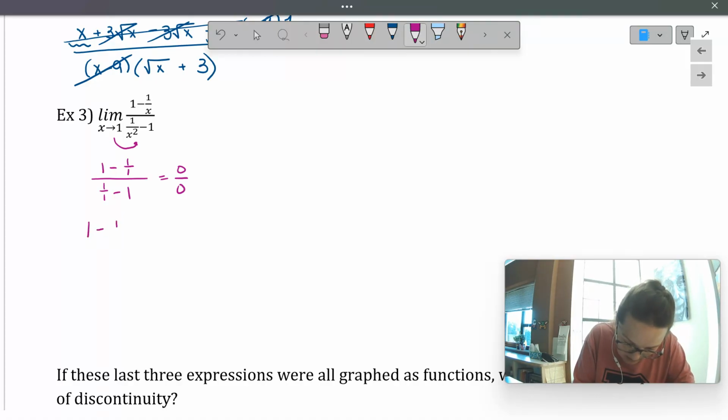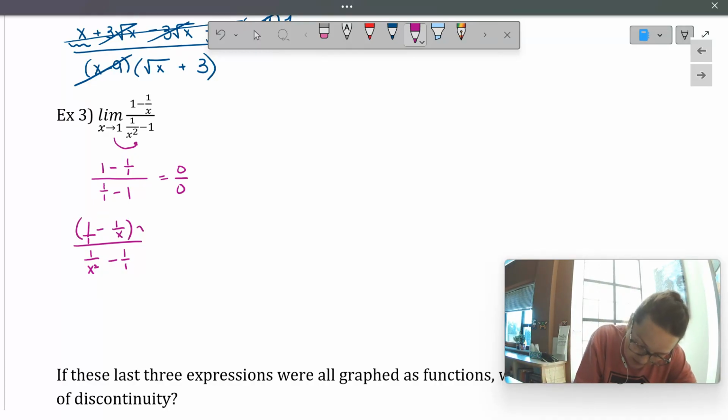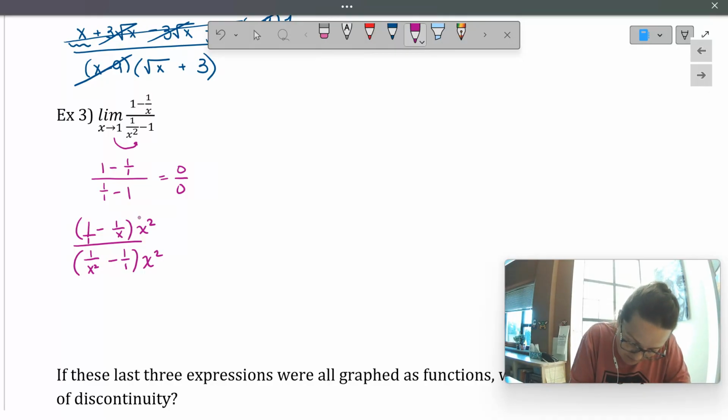So I have 1 minus 1 over x and 1 over x squared minus 1. I'm going to make everybody a fraction. And then to make everything easier, I'm going to multiply by what would be a common denominator for all 4 fractions involved. I'm going to multiply this entire numerator by x squared. I'm going to multiply this entire denominator by x squared because I can. Because I'm multiplying by x squared over x squared, I'm multiplying by 1, which changes the look of, but not the value of, what's going on there.